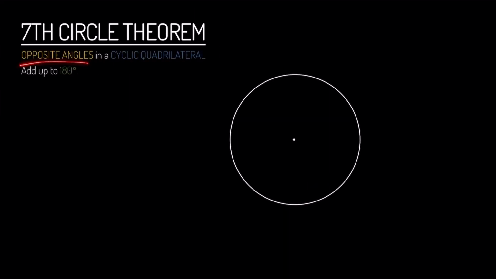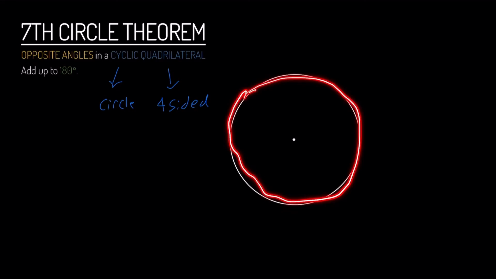The opposite angles in a cyclic quadrilateral add up to 180 degrees. Before we even do anything, we need to define a cyclic quadrilateral. Cyclic just means that the shape is inside a circle, and quadrilateral means it's a four-sided shape. And we should note that all four vertices of the four-sided shape should be touching the circumference of the circle.